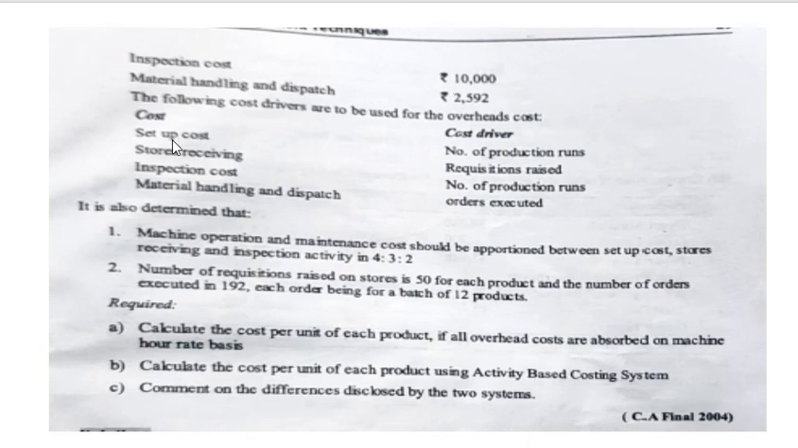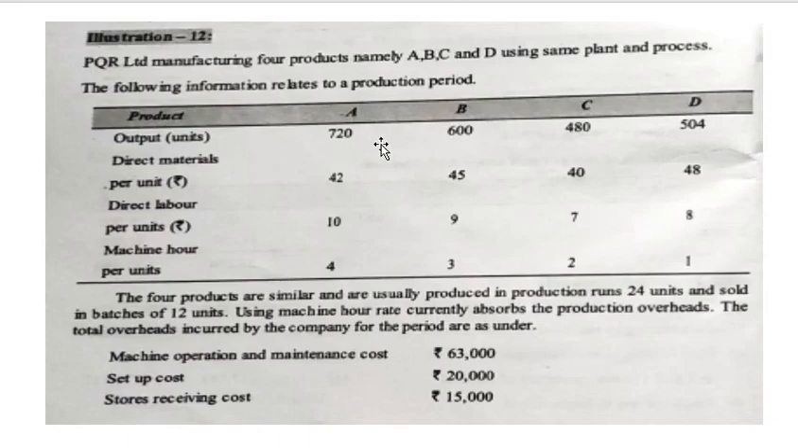As it states here, for setup cost, the cost driver will be the number of production runs. So they have stated that the base, that is the denominator, to be used to find the cost per setup is the number of production runs. So you need to look into the question. Have they given any information about production runs? Yes. If you read the question here, the four products are similar and are usually produced in production runs of 24 units and sold in batches of 12 units.